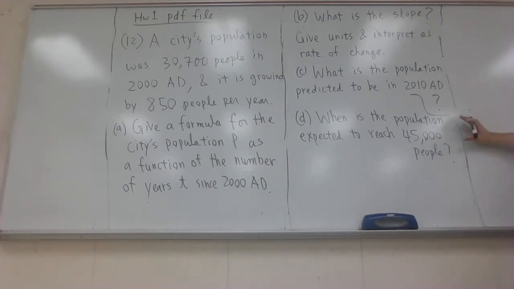And the last part of the question asks, for this model of population growth, when is the population expected to reach 45,000 people? Okay, looks like I wrote it down right.